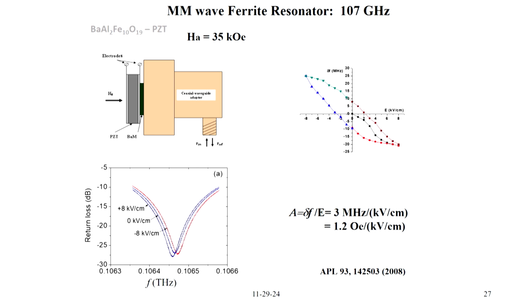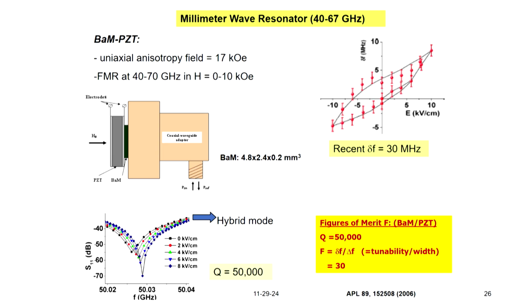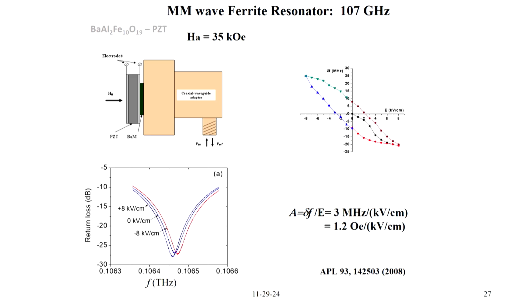This is the same device, and so this one is pure barium ferrite, and this case is with aluminum substitution, and the FMR is seen at 106 gigahertz, and the tunability is 3 megahertz for 1 kilovolt per centimeter of electric field.